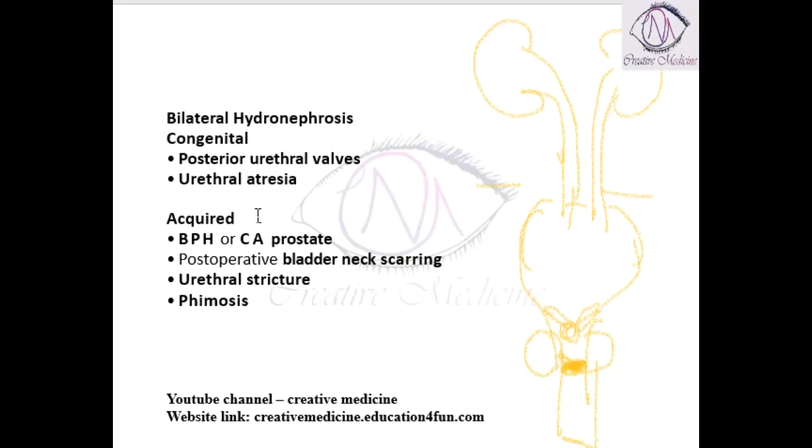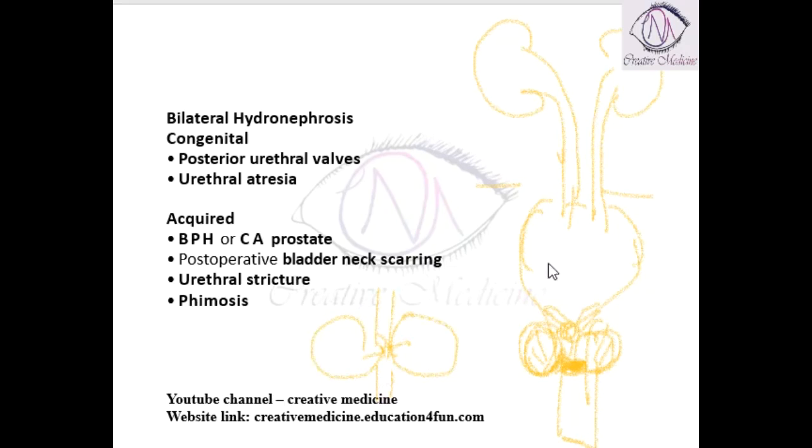Second, acquired conditions. Acquired conditions can be benign prostatic hyperplasia or carcinoma prostate. This benign prostatic hyperplasia and carcinoma prostate will cause enlargement of the prostate gland. When the prostate gland is enlarged, this will compress the urethra, resulting in bilateral hydronephrosis.